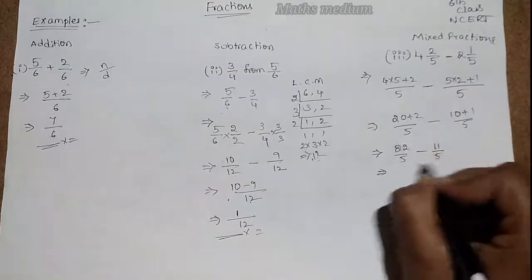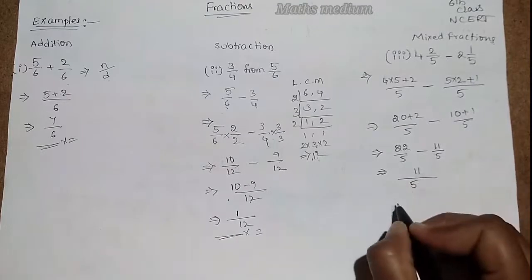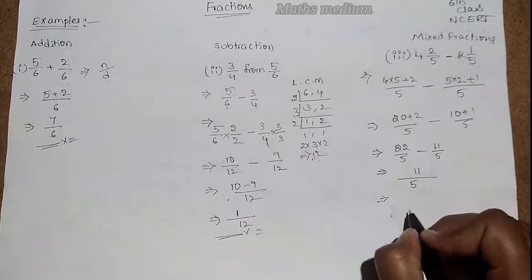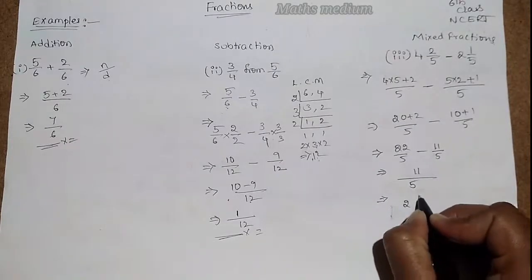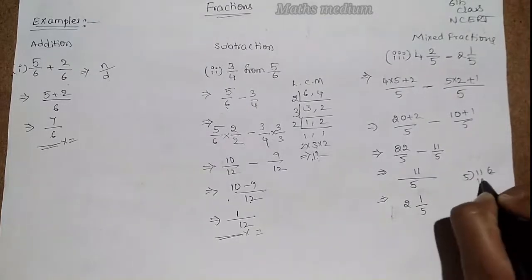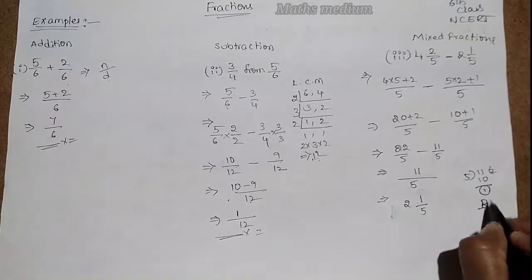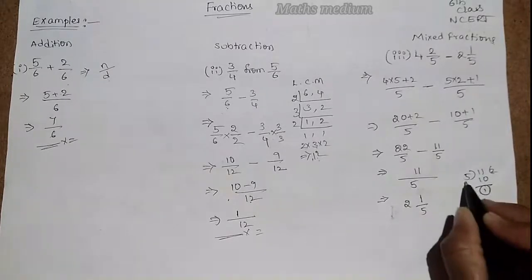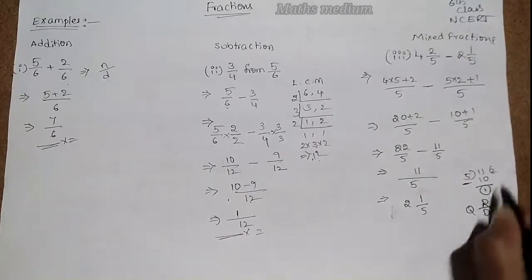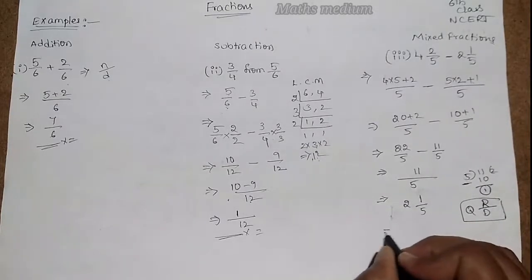See here, this is also a like fraction. So 5, 22 minus 11, we get 11. In order to change this also, we know that 5 2s are 10, so 2 remaining, 1 by 5. See here, 11, 5 2s are 10, 1. So this leads to the remainder. This is the remainder divided by this divisor into quotient. So this is the representation of a mixed fraction as a proper fraction or improper fraction.